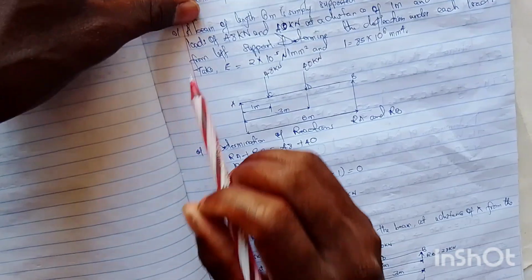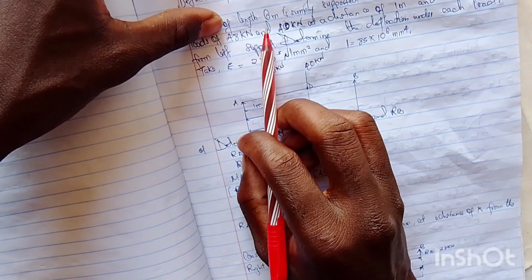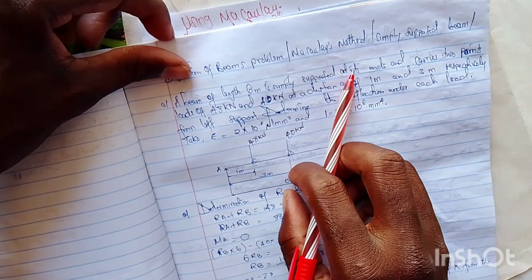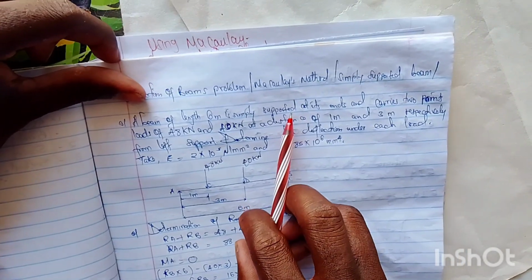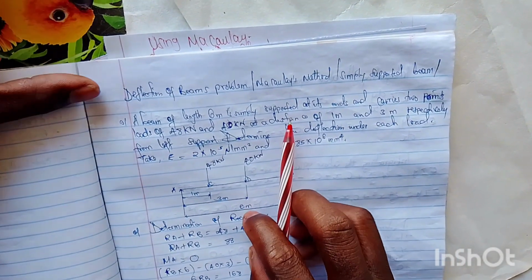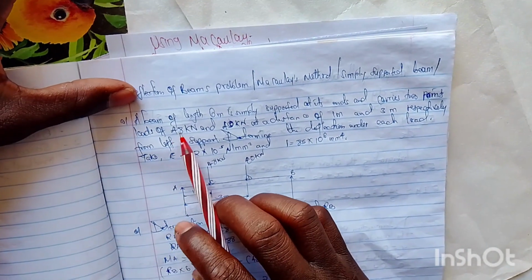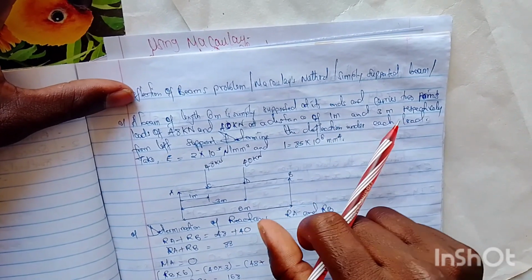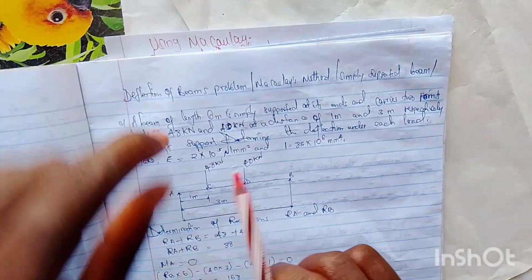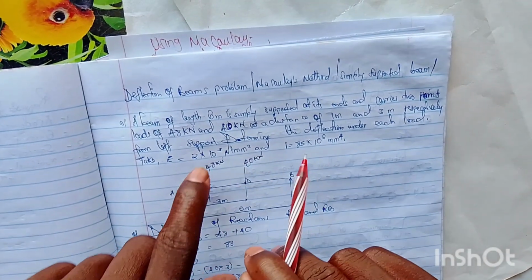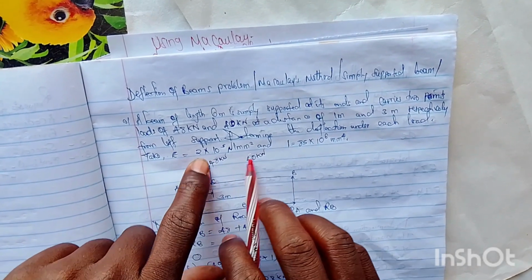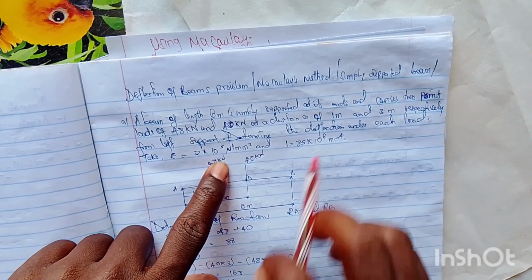This is Macaulay slope and deflection. The question goes like this: a beam of length 6 meters is simply supported at its ends and carries 2-point loads of 48 kilonewtons and 40 kilonewtons at distances of 1 meter and 3 meters respectively from the left support. Determine the deflection under each load. Take E to be 2 and I to be 85.